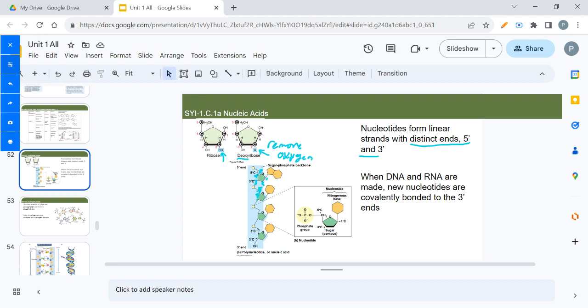So see the 3 here, 5 right here, 3 right here, and that's how it ends up combining. Okay, it's all going to be covalent bonds, right? Dehydration synthesis, a condensation reaction, dehydration synthesis reactions in order to go and build these guys, right?